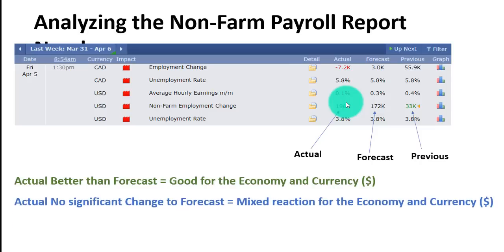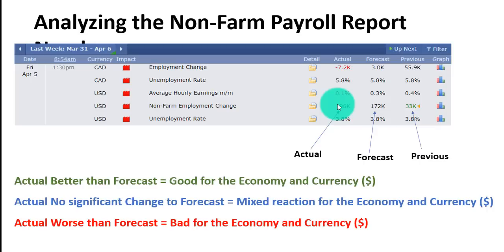Second thing that could happen is the actual number has no significant change to the forecast. So the number expected, let's assume, is 172 as it is now. And when it comes out at 170 or 174 or something like that, in that range, it means there's no significant change to the number that was expected. So there will be little reaction for the economy and for the currency.